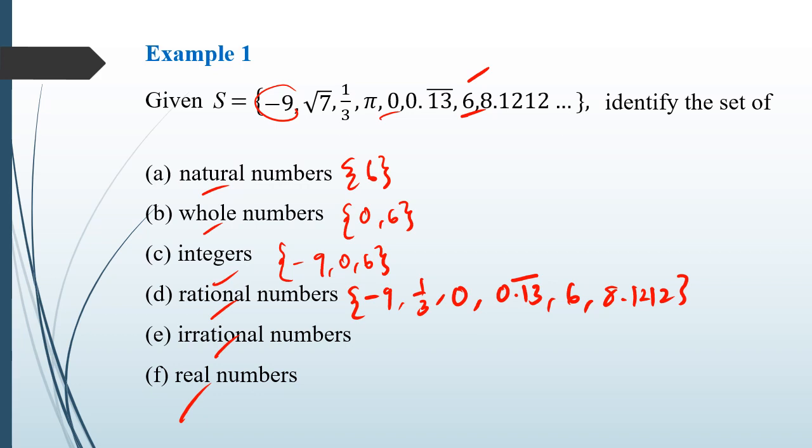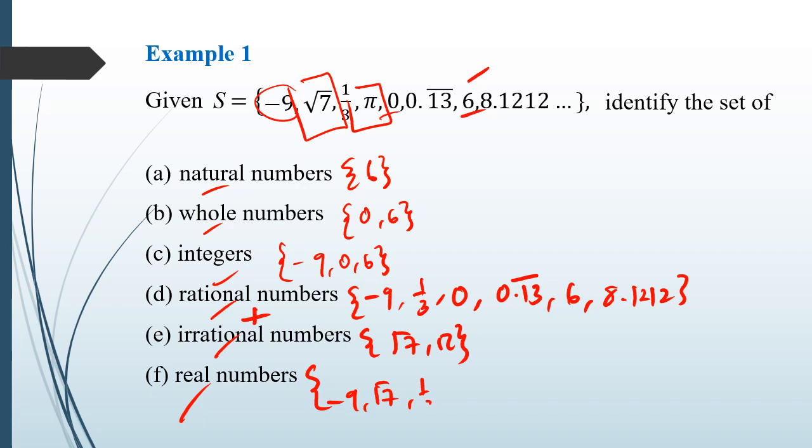How about the irrational numbers? The only numbers that we didn't include are square root of 7 and pi. So these two should be the irrational numbers. And the last one, the real numbers. We have to include the rational and irrational together. So everything here will be the real numbers: negative 9, square root of 7, 1/3, pi, 0, 0.13 bar, 6, 8.1212.